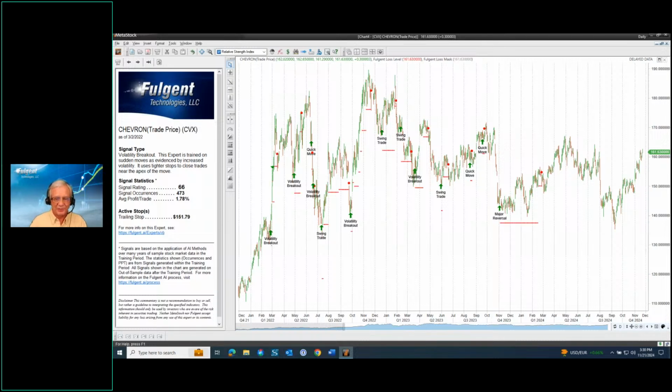We don't know exactly what is firing, but whatever it is that it's finding happened 500 times, and it was almost 2% profitable on average. So, like I said, it's pretty simple.